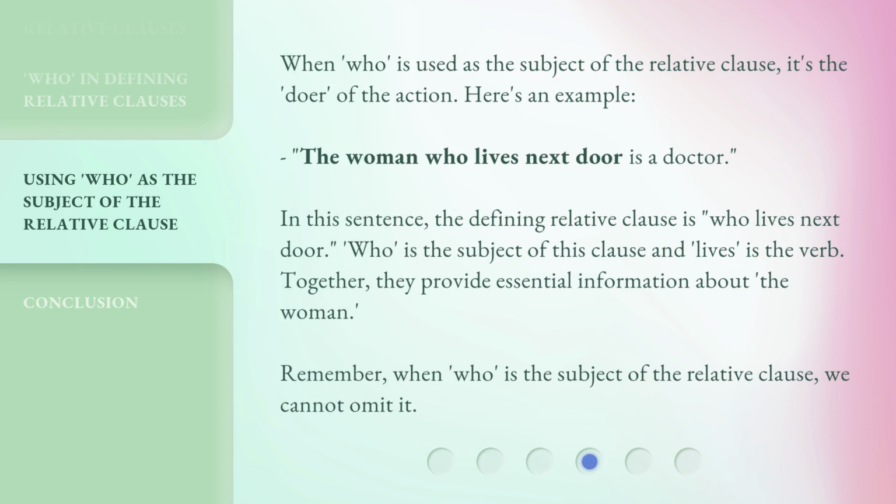When who is used as the subject of the relative clause, it's the doer of the action. Here's an example. The woman who lives next door is a doctor. In this sentence, the defining relative clause is who lives next door. Who is the subject of this clause and lives is the verb. Together, they provide essential information about the woman. Remember, when who is the subject of the relative clause, we cannot omit it.